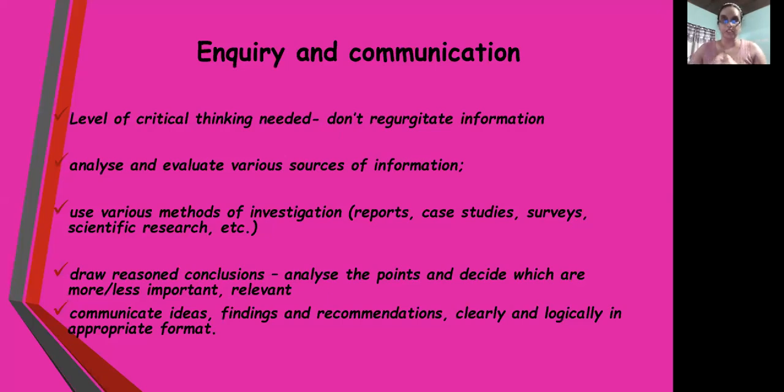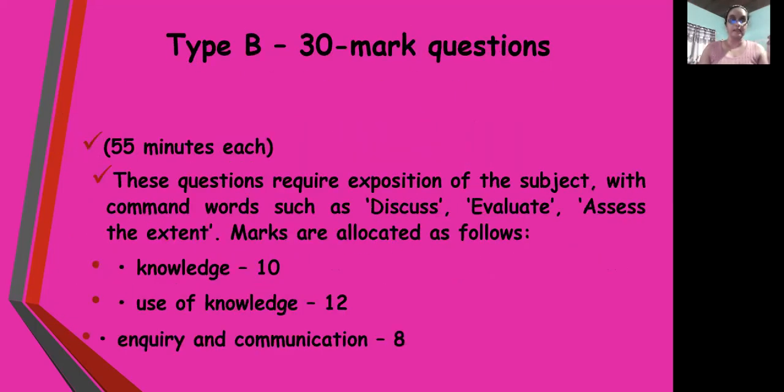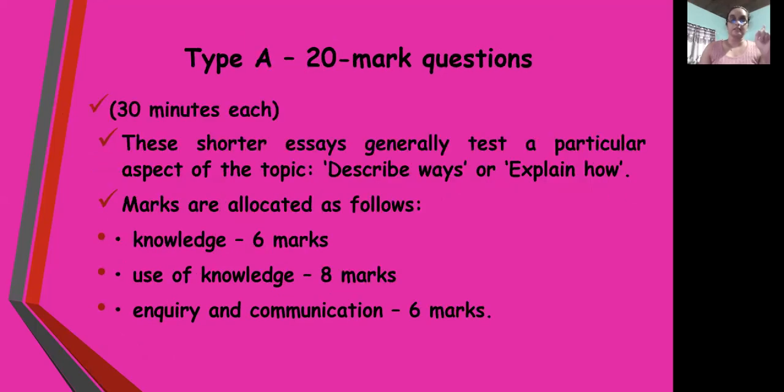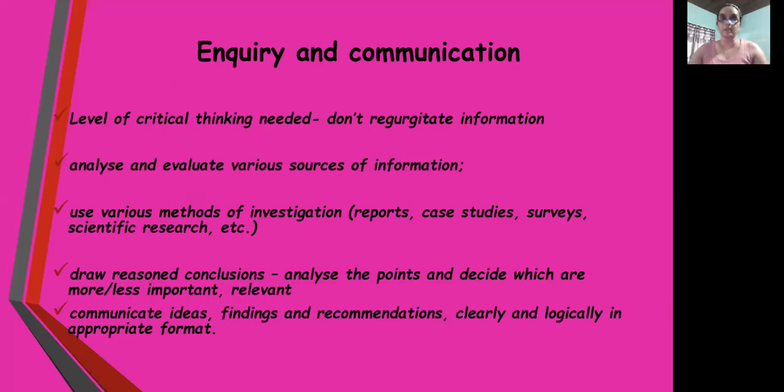Inquiry and communication basically is looking at your critical thinking skills. So you would notice again in the type B essay, inquiry and communication is 8 marks, and in the type A question, it accounts for 6 marks. What does it mean by inquiry and communication? It simply means that you are required to analyze. You are required to use the sources in a manner that is relevant.